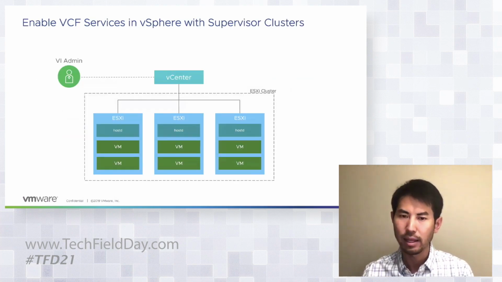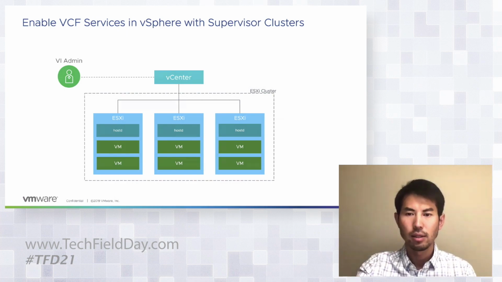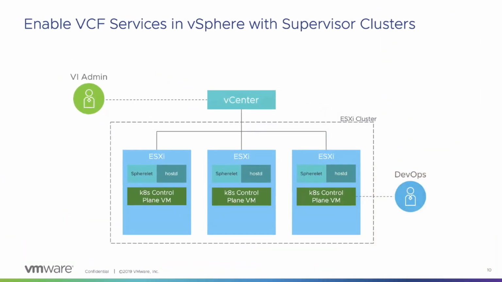Now let's take a look at how we actually make a vSphere cluster into a supervisor cluster. This diagram shows a vSphere cluster which has 3 ESXi hosts. With vSphere with Kubernetes, the first thing to turn this into a supervisor cluster is to deploy a set of Kubernetes control plane VMs. We deploy 3 of them for HA, and we also deploy an agent called a Spherelet, which is basically our version of Kubelet. The Spherelet runs on every ESXi host in this cluster, essentially making every ESXi hypervisor a worker node of this cluster managed by the Kubernetes control plane.